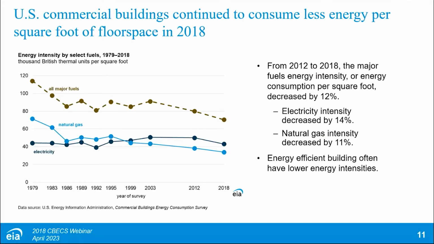So here you see the total energy intensity has decreased 12% from 2012 to 2018, going from 80,000 BTU per square foot to a little over 70,000 BTU per square foot. The electricity intensity also decreased here by 14%, and natural gas intensity decreased 11%. And those changes in energy intensity were seen as statistically significant in the sample survey.